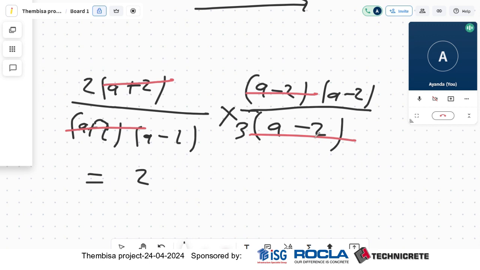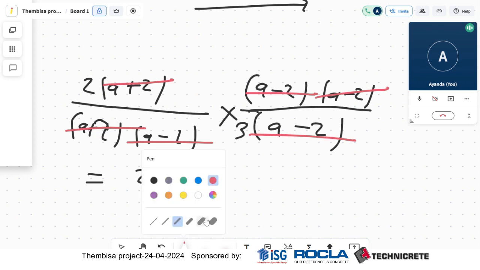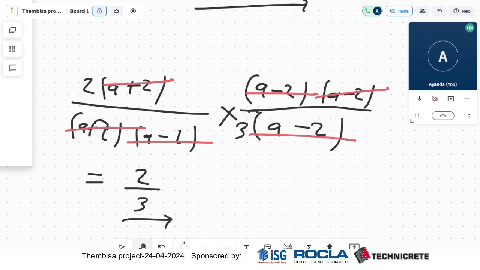Through cross multiplication, this (a − 2) bracket and that (a − 2) will cancel each other out. And on the left-hand side, we're just left with 2. And on the right-hand side, we're left with 3. But since these are multiplied together, we're left with 2 over 3 from cross multiplication. So our final answer is 2 over 3.